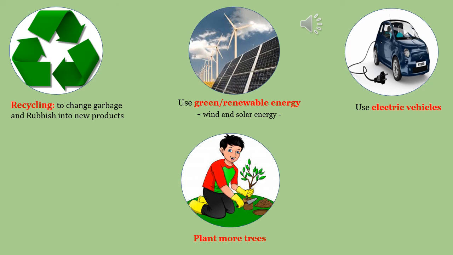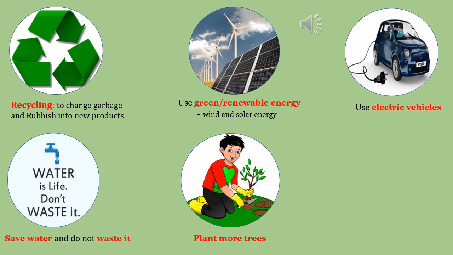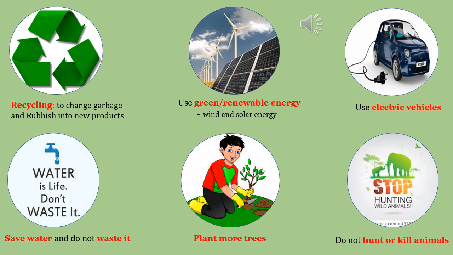Yes, planting more trees and creating green spaces is a very good solution to solve the problem of pollution. Another thing is that we must save water and not waste it. It is a very important thing, especially these days. We are suffering from a shortage of water. Another solution is that we should not hunt or kill endangered animals. So stop hunting endangered animals.